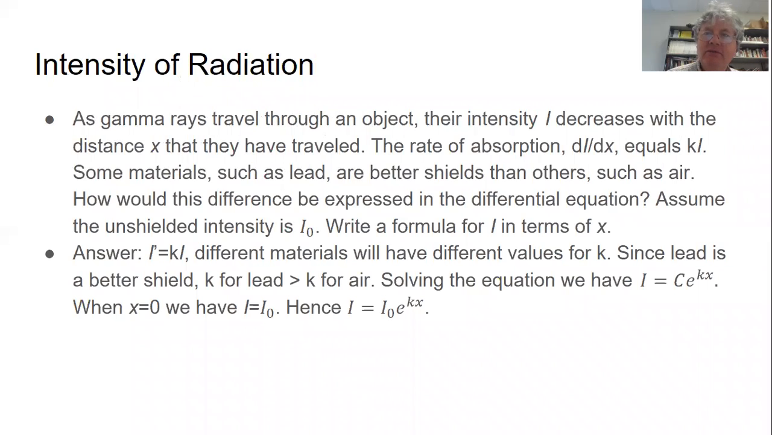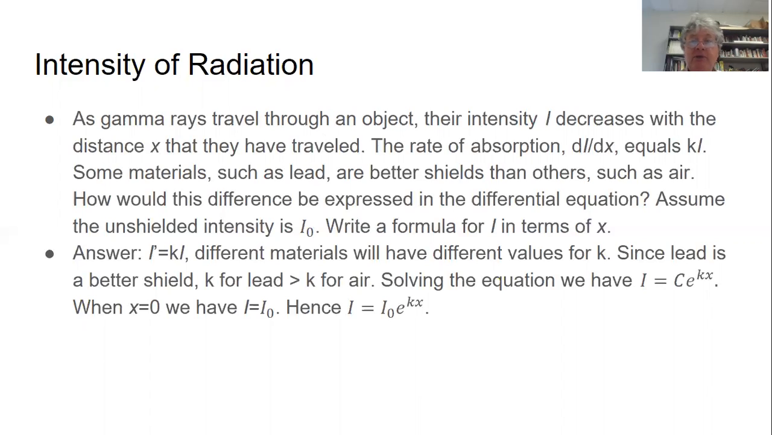Here's a little bit more of a word problem. Intensity of radiation. As gamma rays travel through an object, their intensity I decreases with the distance x that they have traveled. The rate of absorption, dI/dx, equals kI. Now, some materials such as lead are better shields than others, such as air. How would we express this difference in a differential equation? Assuming that the unshielded intensity is I naught, write a formula for I in terms of x. Okay, well, the differential equation, right, is I prime equals kI.